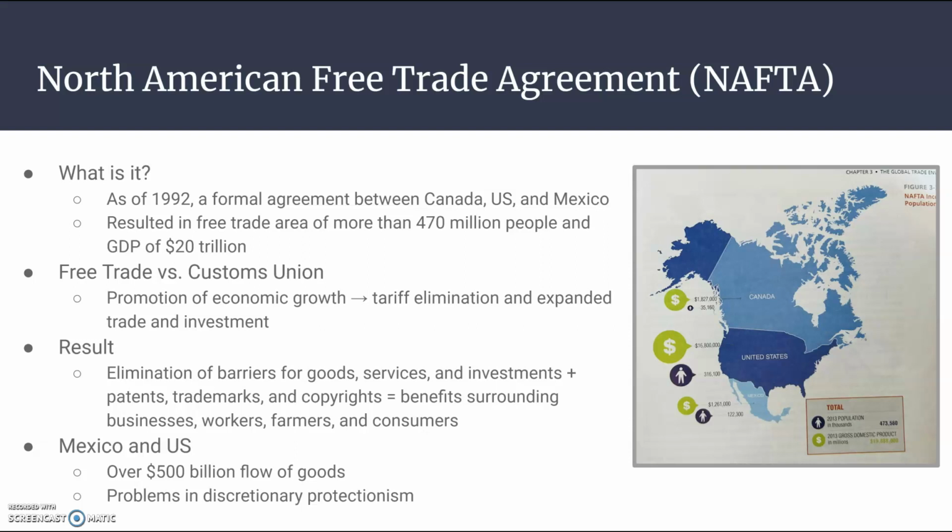However, there still are some issues with discretionary protectionism, and this just means that some goods passing between the borders can get stuck in a bottleneck at the border, and that's obviously leading to supply chain or manufacturing issues along the way. But overall, the NAFTA was a great trade agreement, and as you can see in the image to the right, combining all of the resources, money, population, and GDP is very effective between all three of these areas.